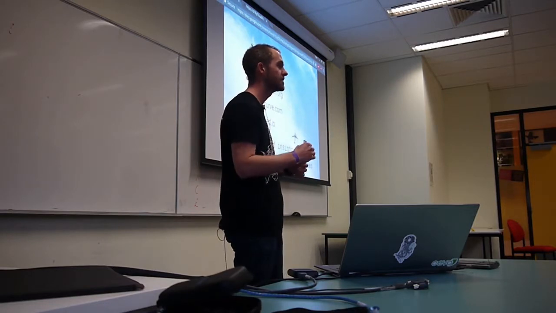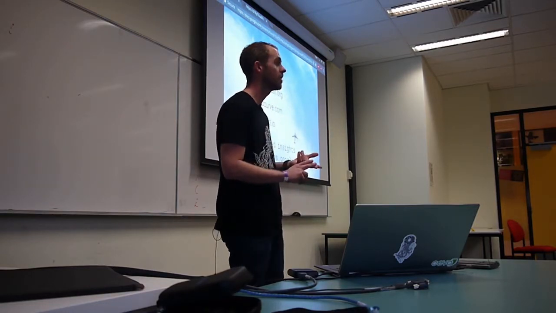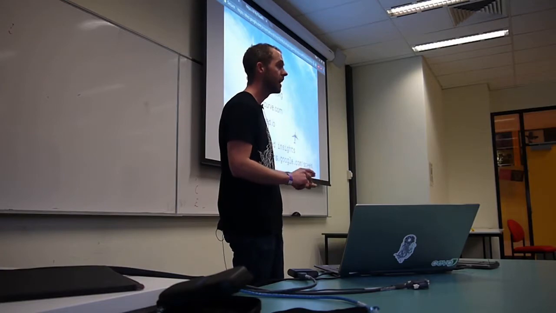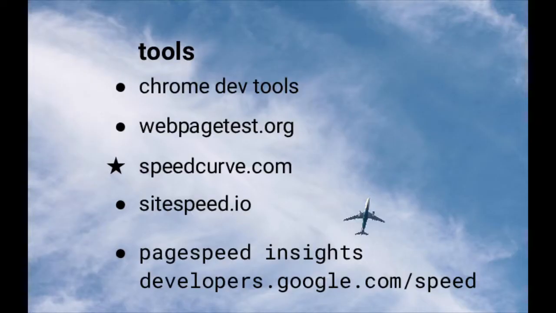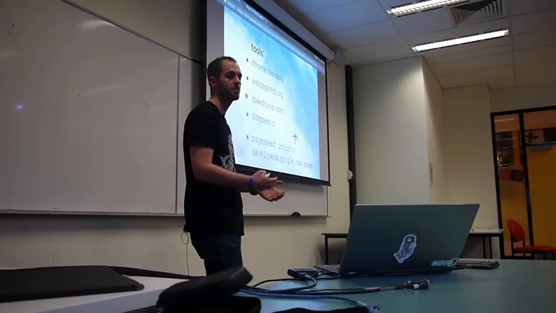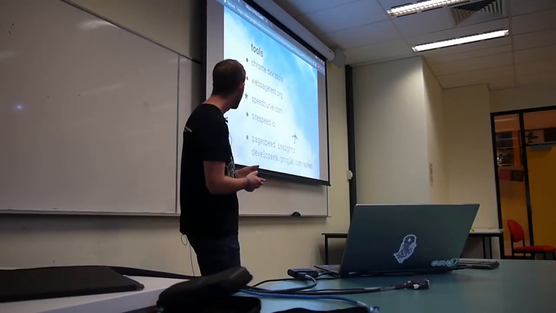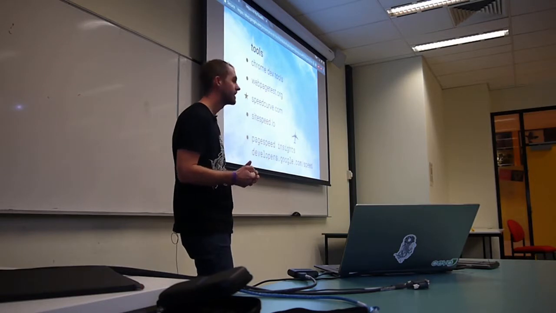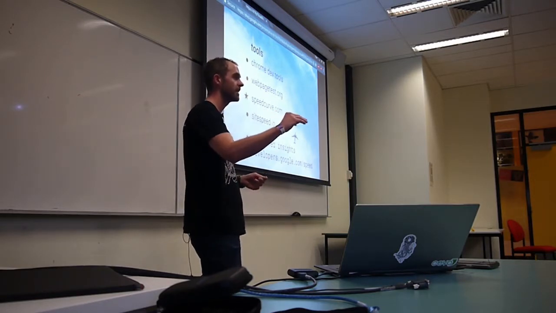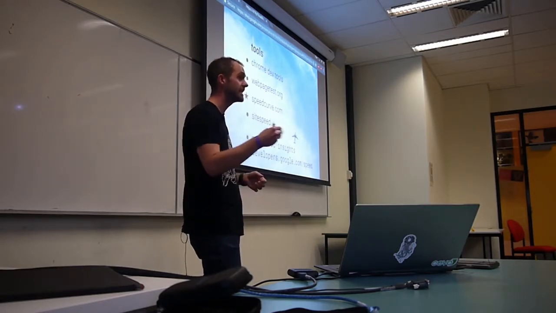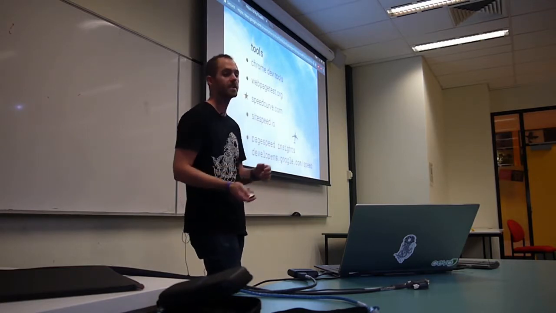SpeedCurve is a really lovely interface on top of WebPageTest. I've put a star there because it's the only one on this list which is a paid-for service. It's very similar to what sitespeed.io gives you, except you're paying for SpeedCurve. With SiteSpeed, you have to configure it and set it up yourself. So really, it's where do you want to put your time and effort and money. PageSpeed Insights is another one we'll look at shortly. This is one that you'll plug in, and it will just tell you basically you need to fix these things, and it will give you hints on how to fix them.